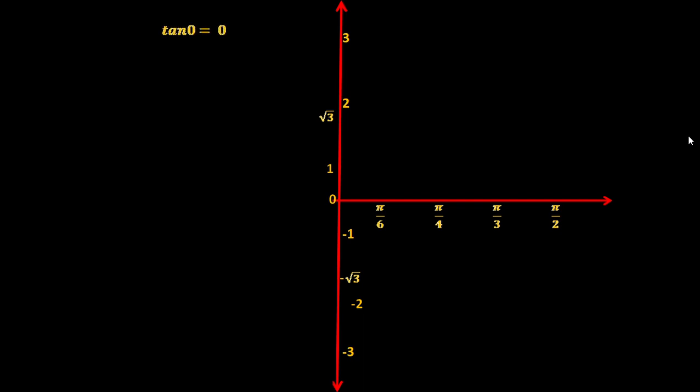So tan 0 is 0, tan 30 degree, that is pi by 6 in terms of radian, is equal to 1 by root 3, and tan 45 degree is 1, that is known to us. So if we plot it here, we shall get this point.